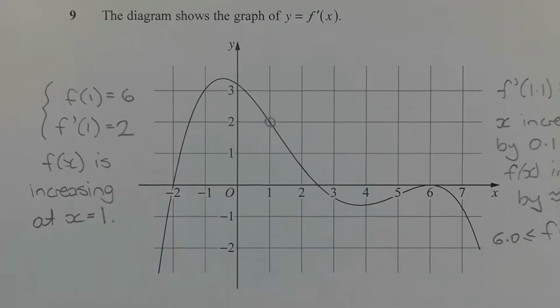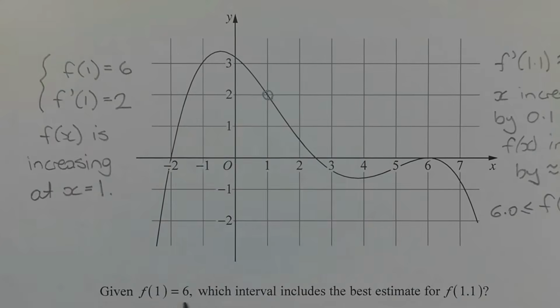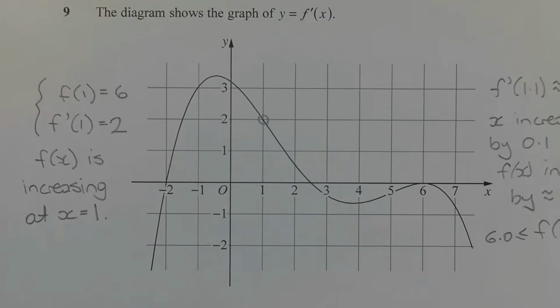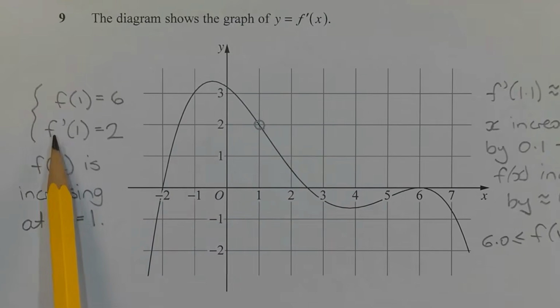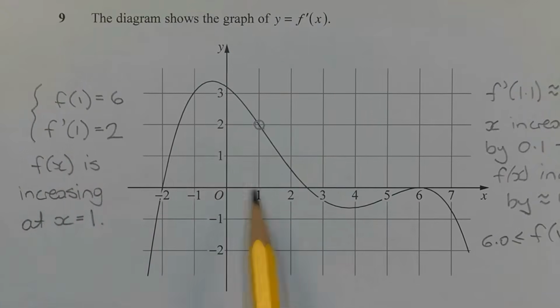Now, it's given in the question that f of 1 is equal to 6. That's the value of the function itself, and I've stated that here. And from the graph, f dash of 1 is equal to 2. So there's x equals 1, project across, we get 2 here. And 2 is a positive number, which means f of x is increasing, in other words, getting larger, at x equals 1.